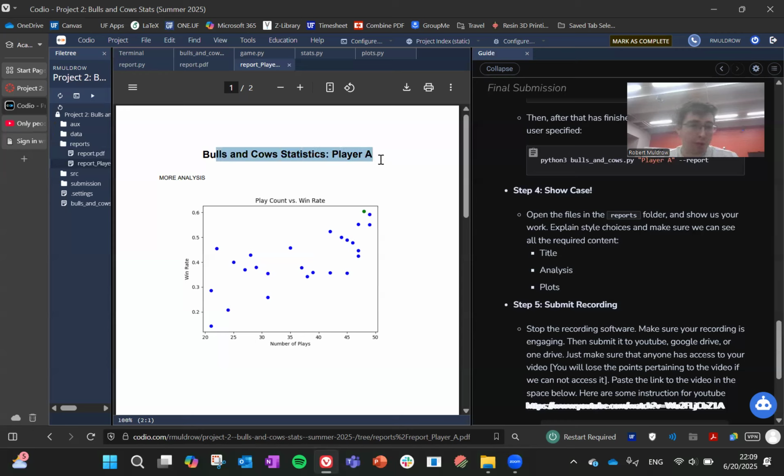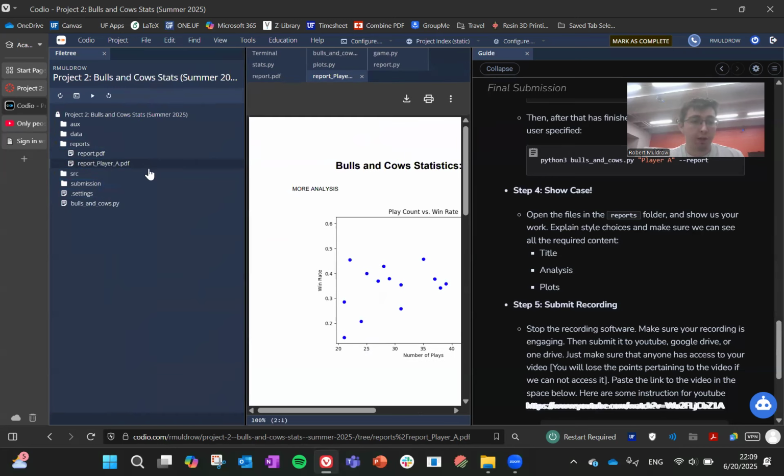Of course, at the top, we have information about the game itself. So for the report, it just says bull and cow statistics because it's the statistics across the entire game, not necessarily bound to any specific player. In this case, the title is appended to include the user that we've specifically requested the data for, in this case, player A, so it's reflected in the title and also it's reflected in the file name over here. Thank you.